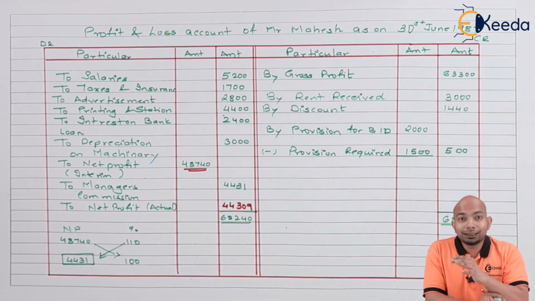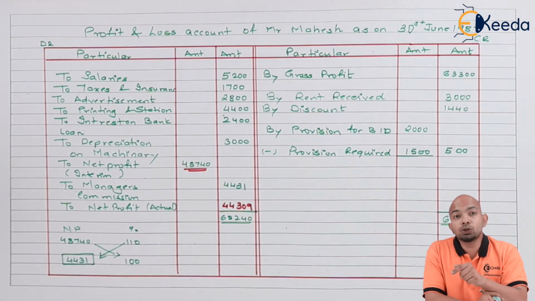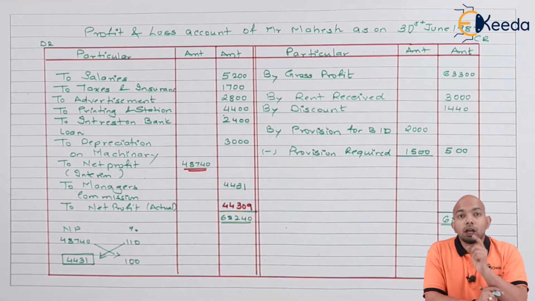I hope this gave you a lot of clarity on how to solve manager's commission problems when it comes to profit and loss preparation and how to charge it, especially when the net profit is supposed to be calculated on the basis of 10% or 20%, whatever criteria has been mentioned under the manager's commission part on net profit. Now let's prepare the balance sheet and figure out whether we have both the asset and the liability side totaling up to the same number or not.